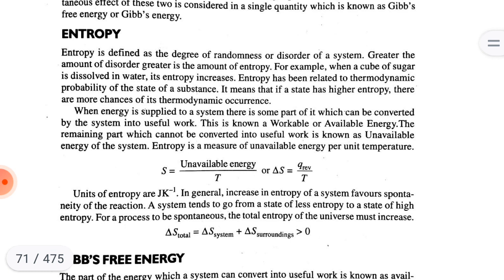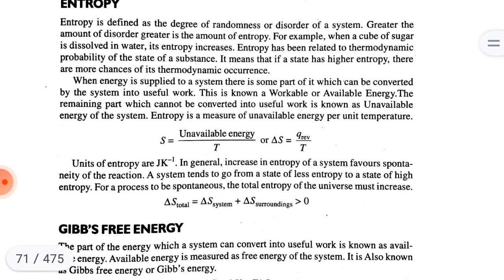When energy is supplied to a system, there is some part of it which can be converted by the system into useful work. This is known as workable or available energy. The remaining part which cannot be converted into useful work is known as unavailable energy of the system. Entropy is a measure of unavailable energy per unit temperature. So S is equal to unavailable energy upon T, or delta S is equal to Q reversible upon T. The unit of entropy is J per Kelvin.